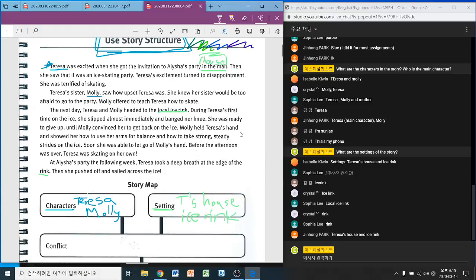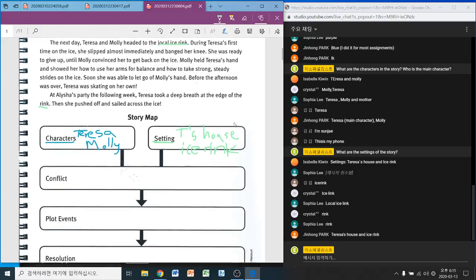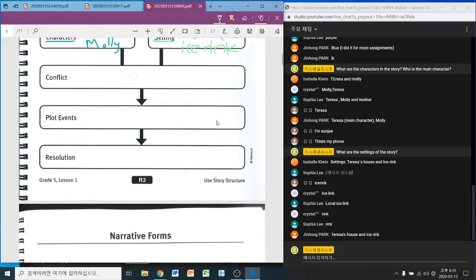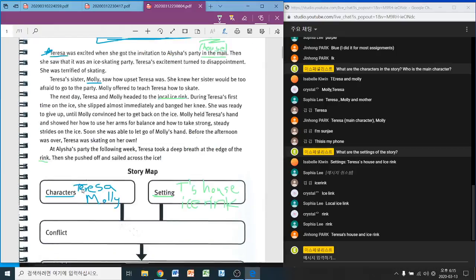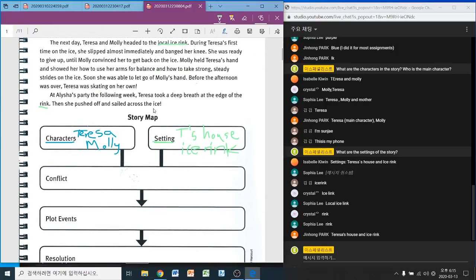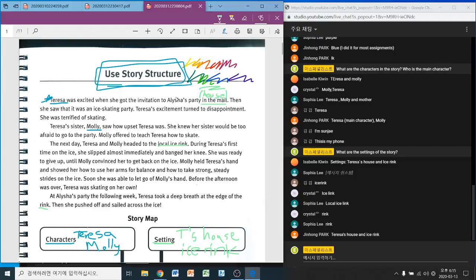Okay. Teresa's house and the ice rink. Now we get into the exciting part. Conflict, plot events, and resolution. Conflict. Remember, conflict is the problem in the story.